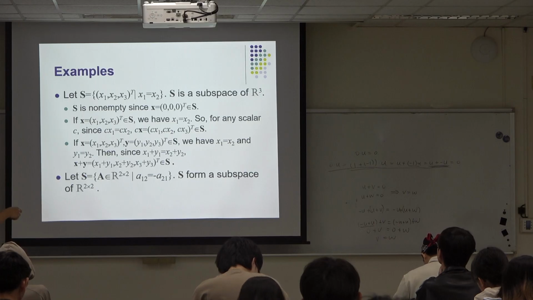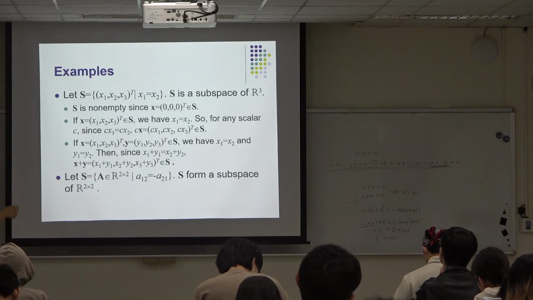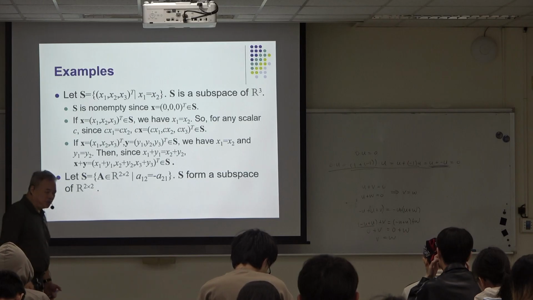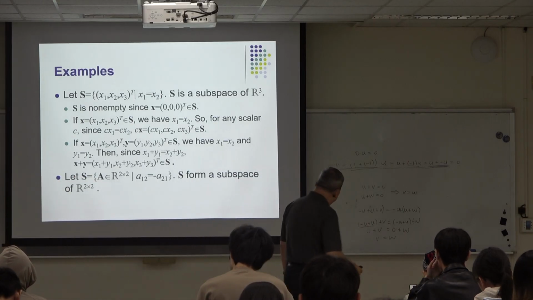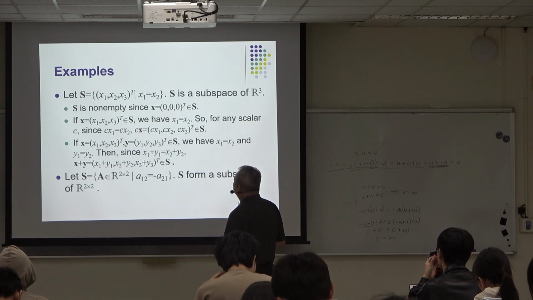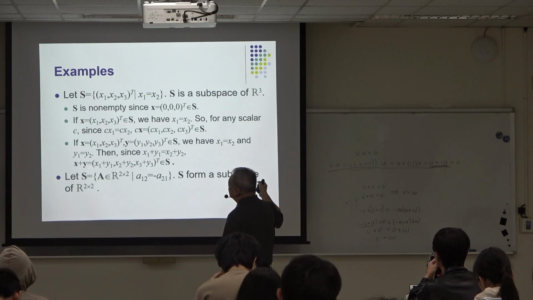This S should be (x1, x2, x3) transpose, so it's a column vector with 3 elements. In this example, x1 equals x2, so we have this requirement for the set S. So S is a subspace of R3.